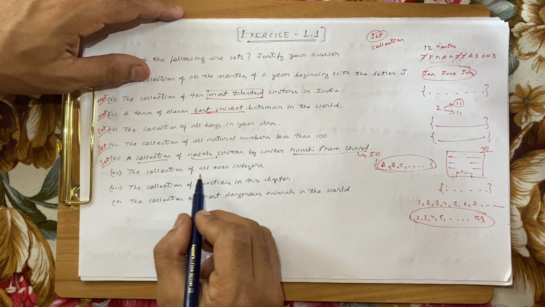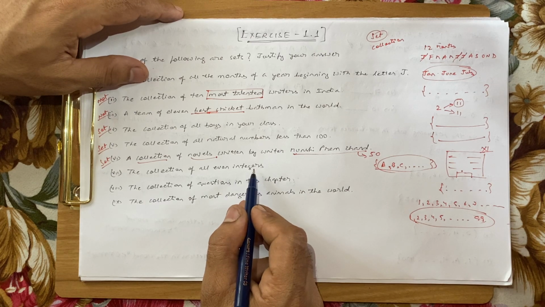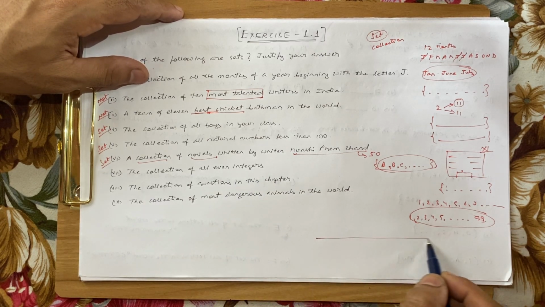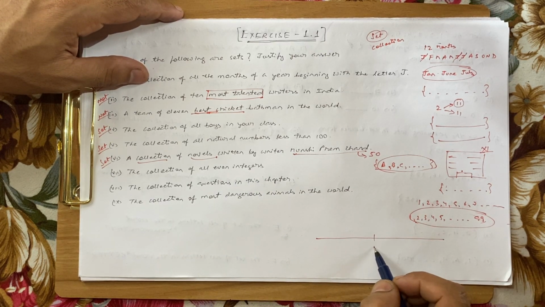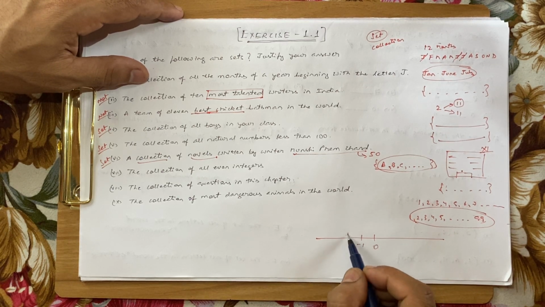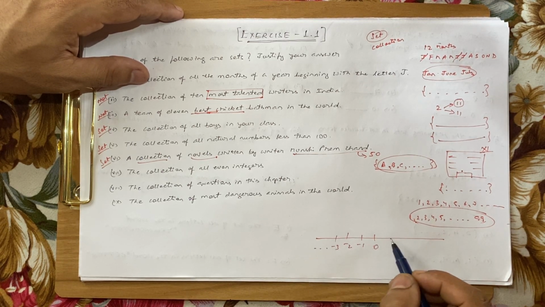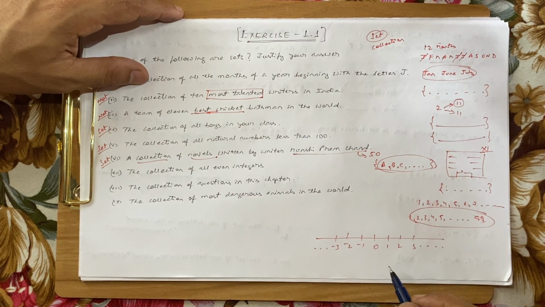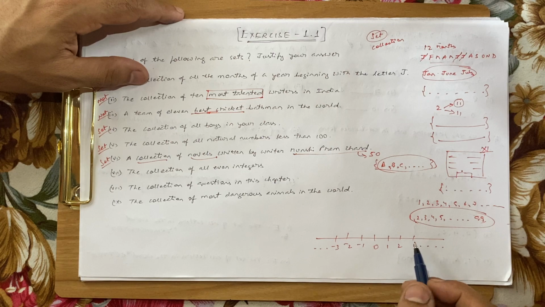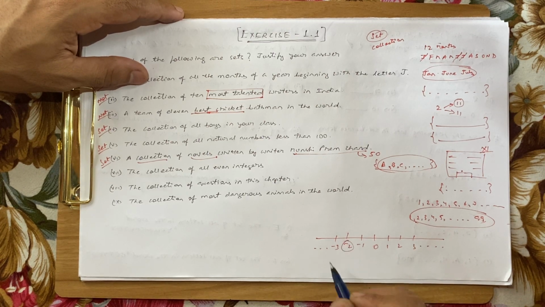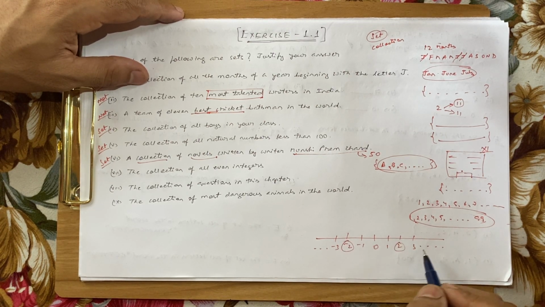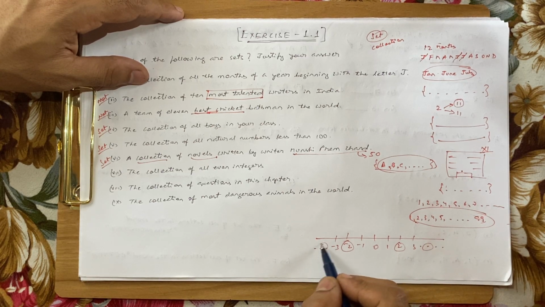Okay, the collection of all even integers. Even integers. If you know what integers are, try to recall the number line. There is a 0 at the center. On the left-hand side you have all the negative numbers and so on, and on the right-hand side you have all the positive integers, like this. So here if you see the collection of all even integers, -2 is an even integer, 2 is an even integer, then 4, then here you'll get -4.